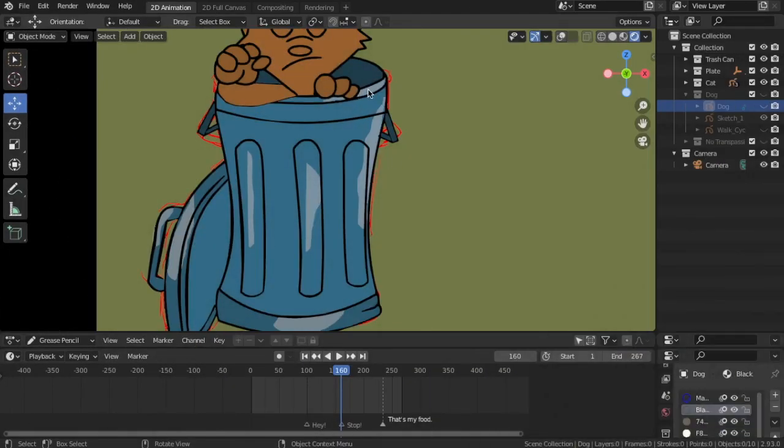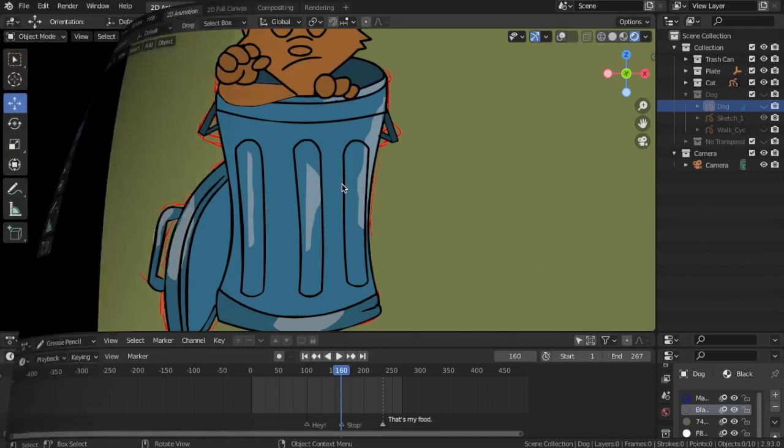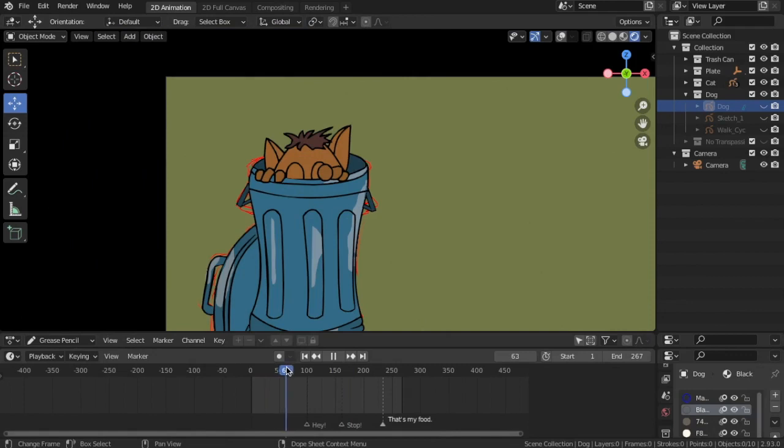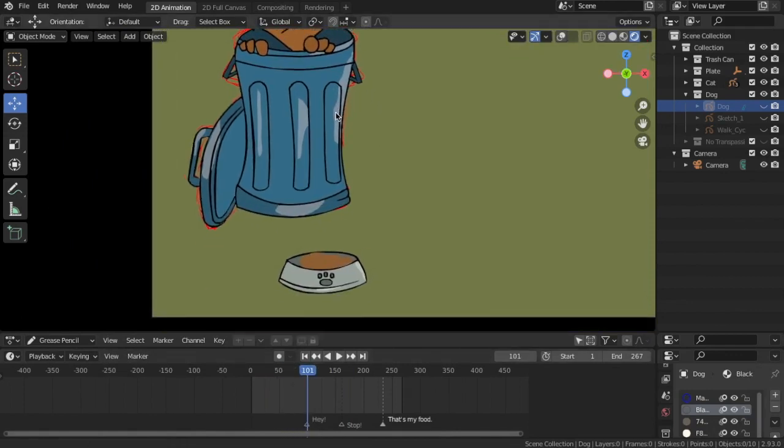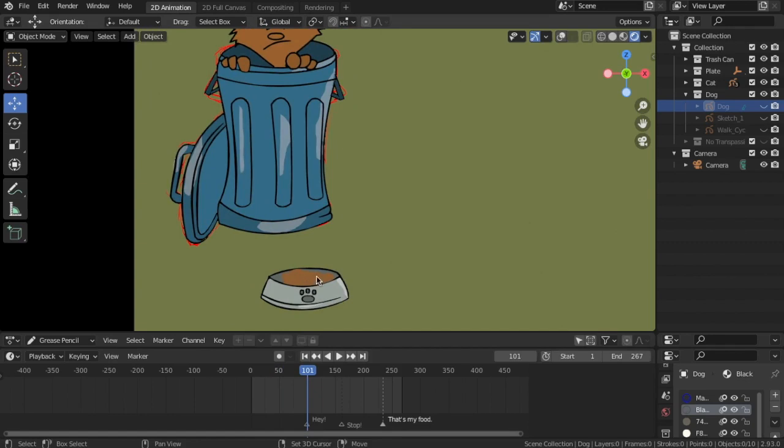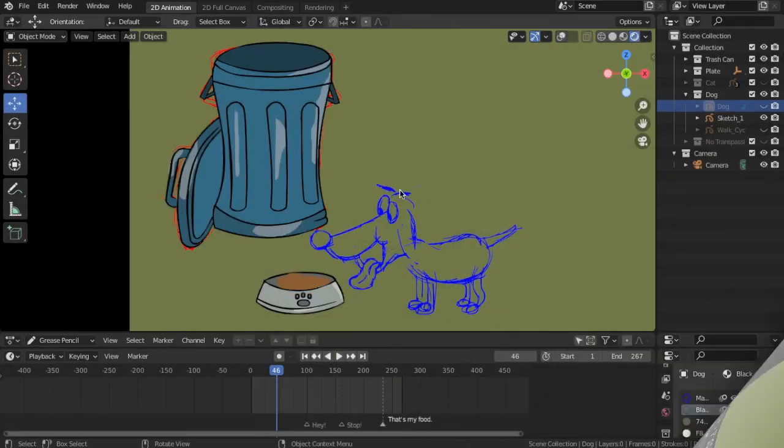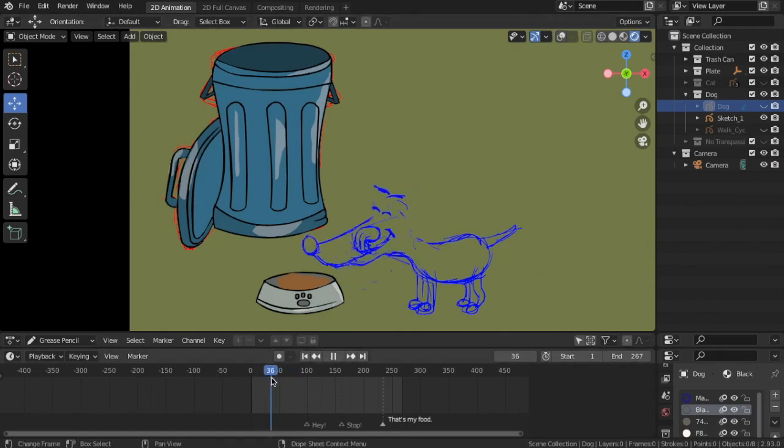The trash can is where the cat lives. He's a stray cat, of course. He noticed that there is someone on his property and is about to eat his food. That is the dog. The dog is hungry and he is ready to eat it.